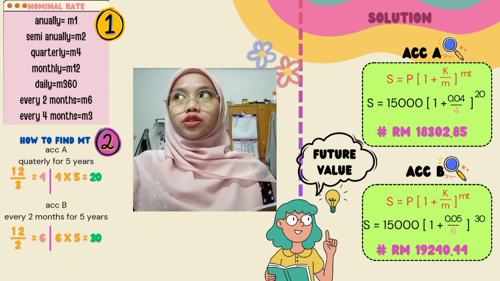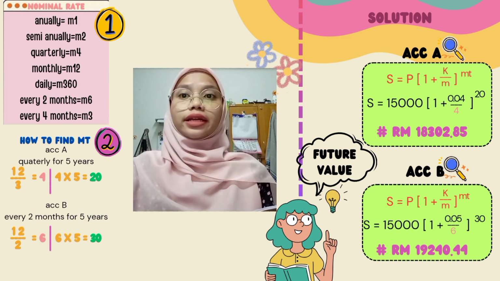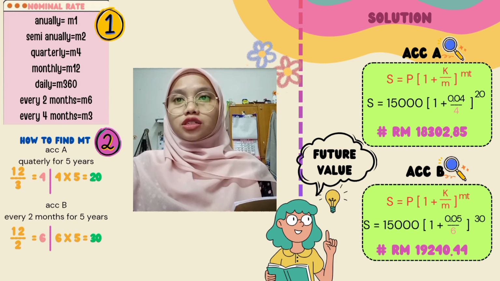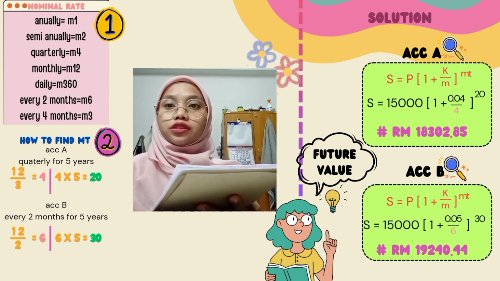6 is the frequency. So account B needs to pay 6 times for 1 year. So if they say they need to pay every 2 months for 5 years, 6 will be multiplied by 5. So the answer is 30. I will teach you how to find the solution.